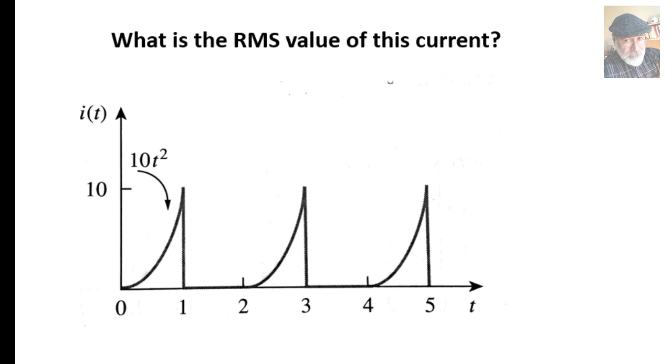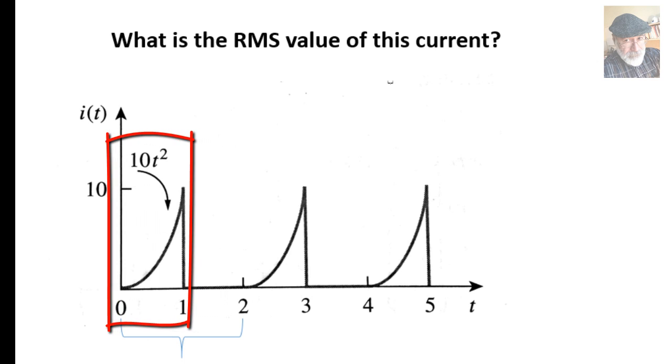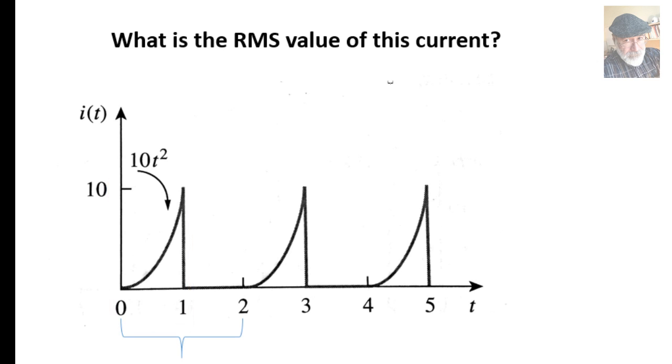What current is that? It is a periodic current, a current with a period of 2 seconds. That is 0 during the second half of the period, and it's a parabola 10t squared from 0 to 1 that climbs up from 0 all the way up to 10 amps. Let's find what that is.